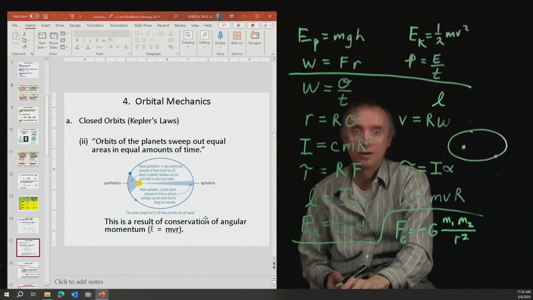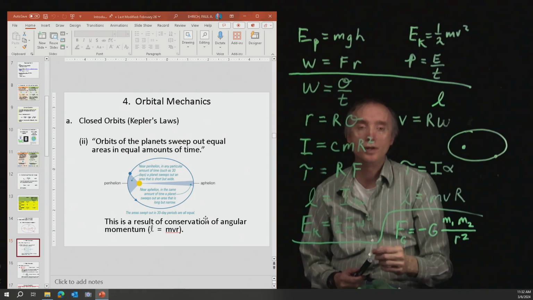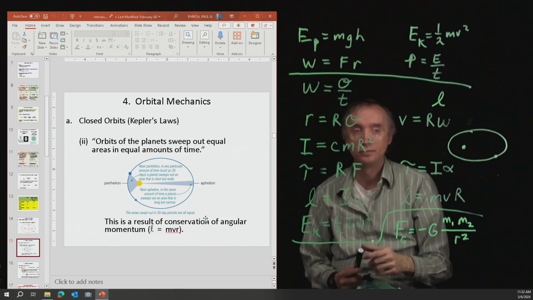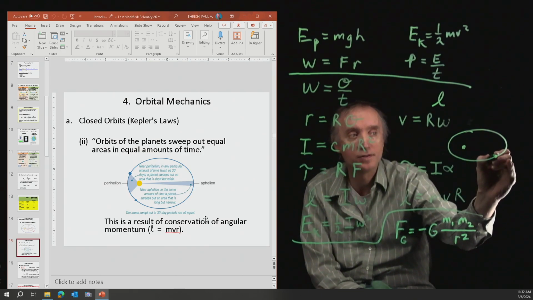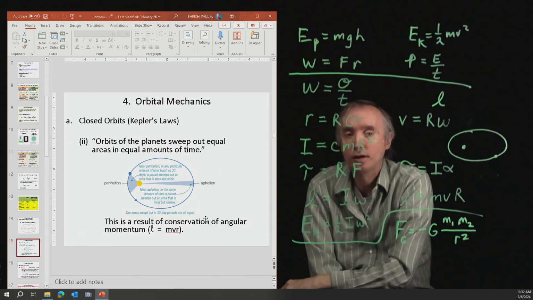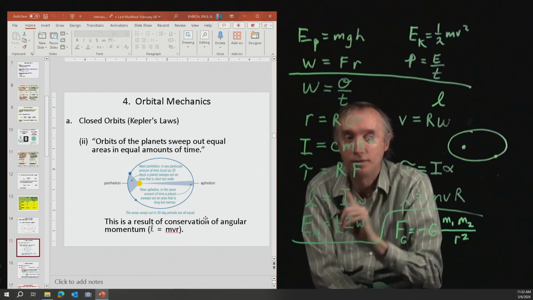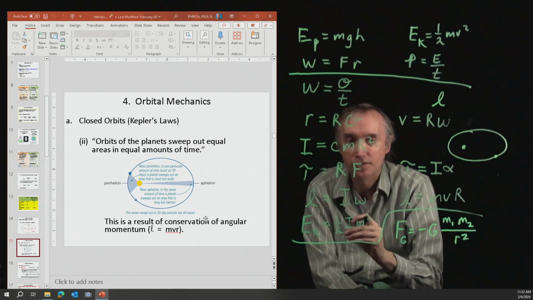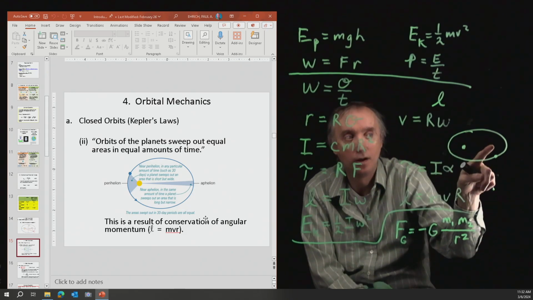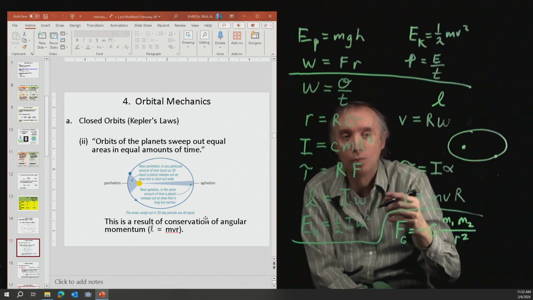Now his second law of motion is a little bit more complicated. A planet will sweep out equal areas in equal amounts of time. So let's pretend that the planet is here, and let's say that it's June. And we're going to let the planet orbit for 1 month. Now it doesn't make any difference the time, as long as you use the same time on one side as you do on the other side. So let's say 1 month.